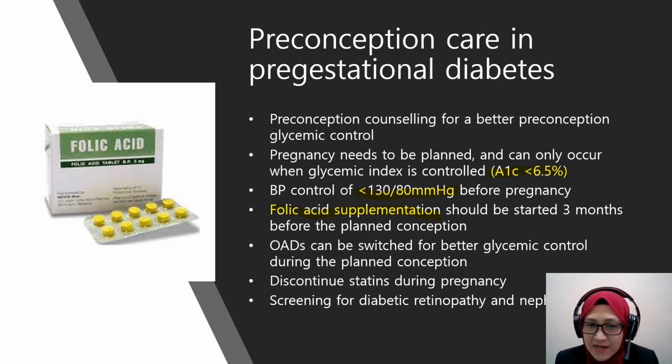And oral antidiabetics, if they are taking, for example, metformin or gliclazide or glyburide, need to be switched for better glycemic control during the planned conception if they did not have good glycemic control before. So whatever it is, they have to make sure that the glycemic index is controlled. And discontinue any statins if they are using statins during pregnancy, and they need to screen for diabetic retinopathy and nephropathy. So make sure they are well and fit to get pregnant when they already have diabetes.